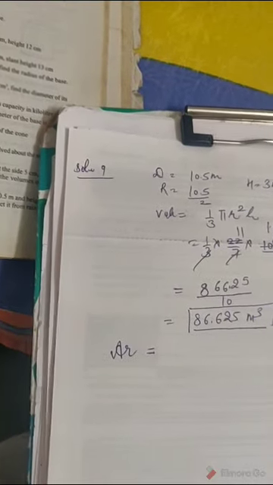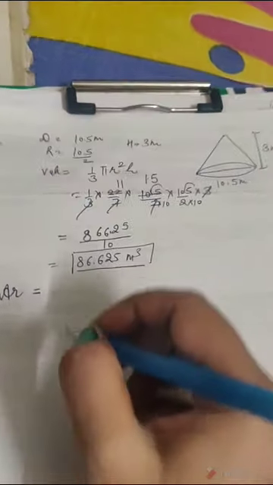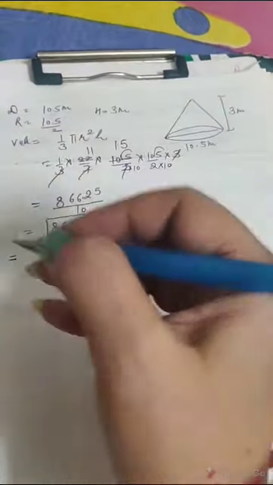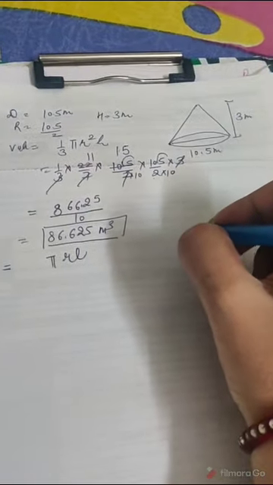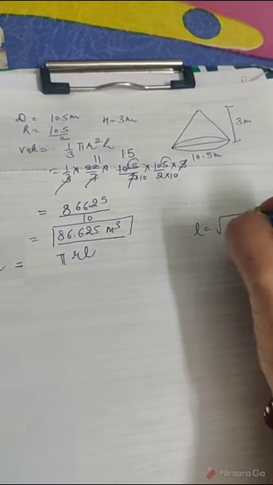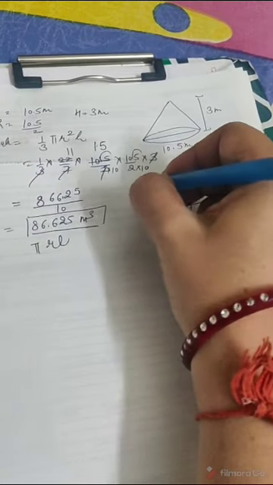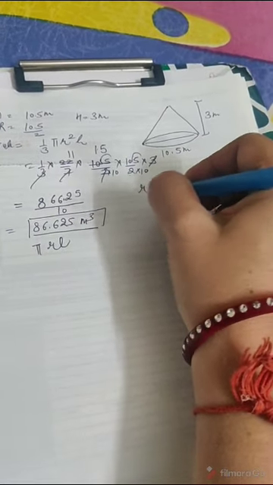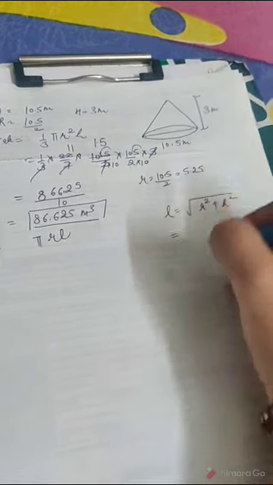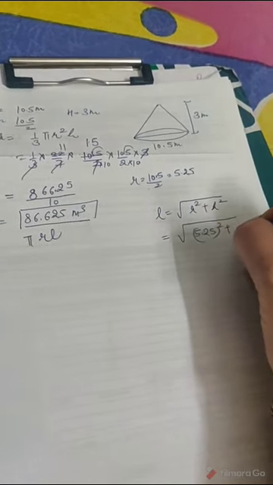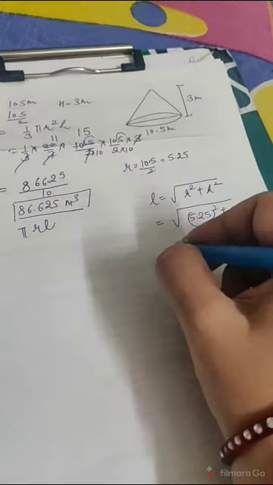Now you have to find out the area of the canvas also. Now since you have to find out the area of the canvas is equal to pi r l, but l is not with you, so l you are going to find out by root of r square plus h square, where r is equal to 10.5 divided by 2, that is, 5.25. So this is 5.25 whole square plus h square is equal to 3 square.